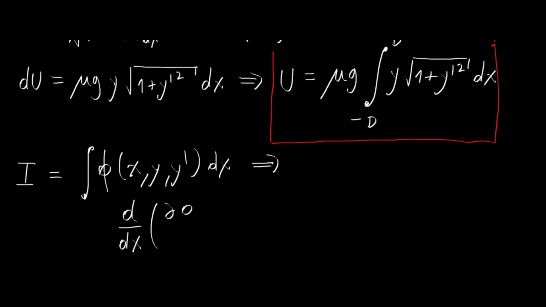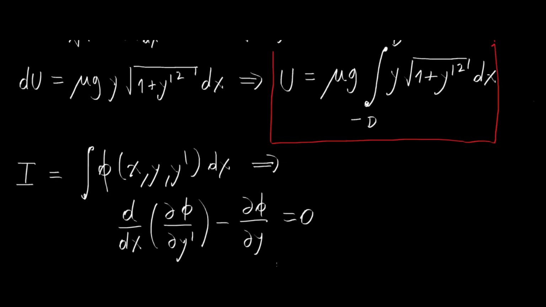This is now known as the Euler-Lagrange equation. Okay, if we solve then this differential equation, then we can find the function y which minimizes our integral. In our case, this integral being the gravitational potential energy.